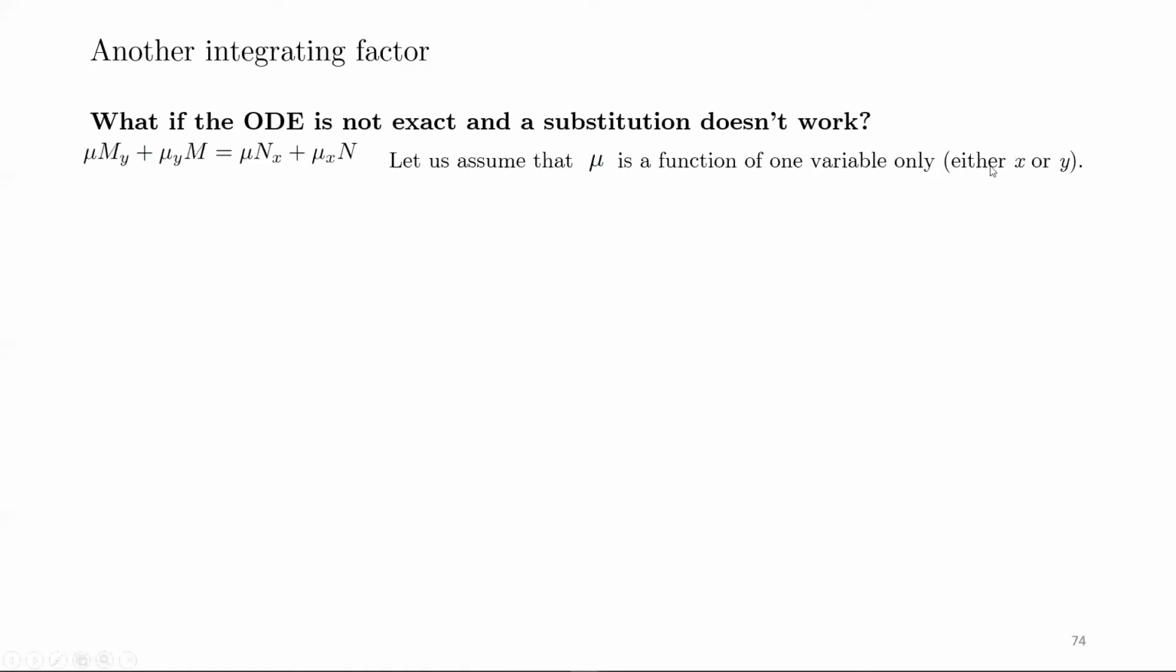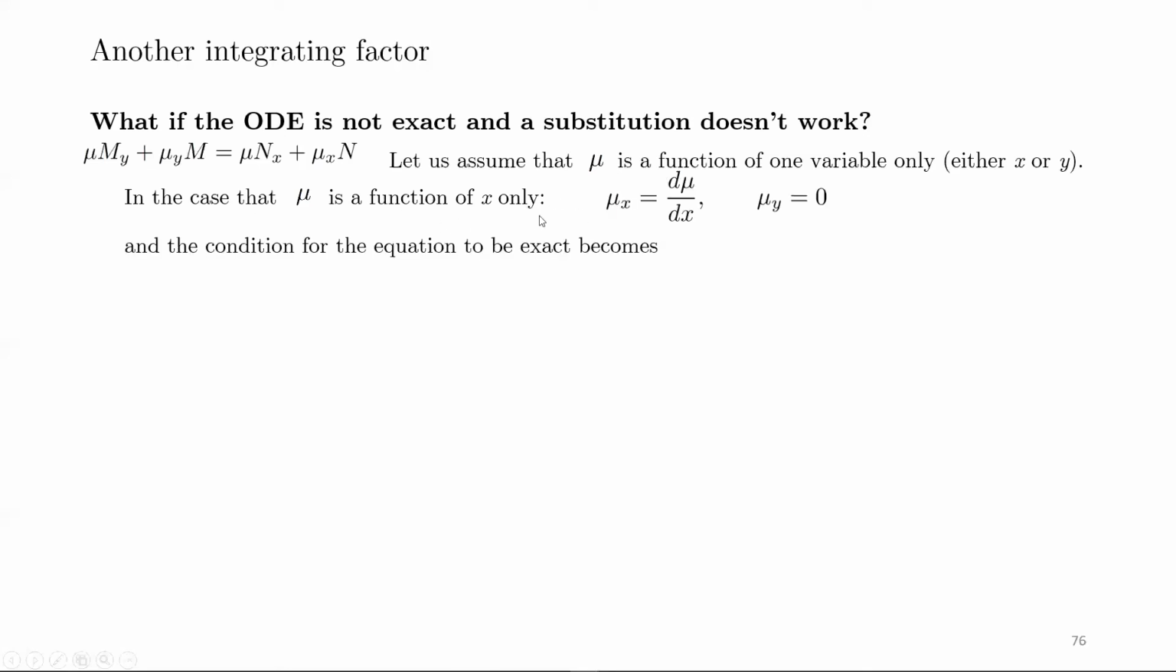Okay, so if we look at these cases individually, if mu is a function of either x or y, let's have a look at the case that mu is a function of x only. Well, if mu is a function of x only, then this partial derivative of mu with respect to x is actually equal to a normal derivative now, because mu is only a function of x. So mu sub x is equal to d mu by dx.